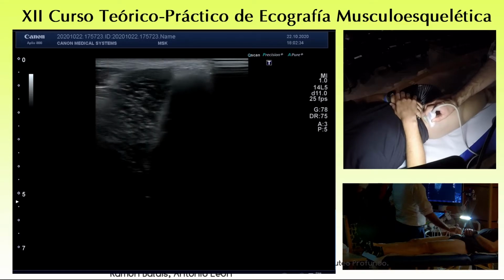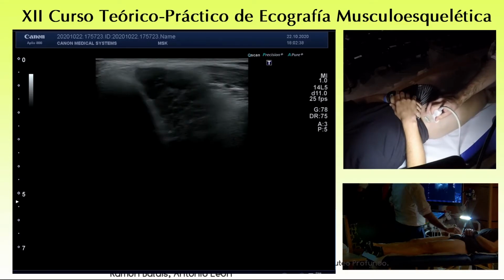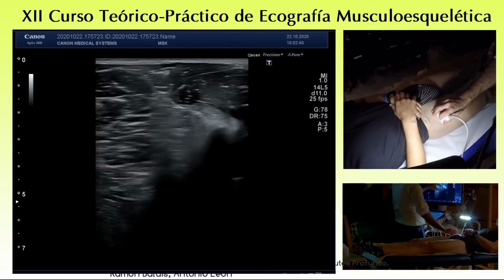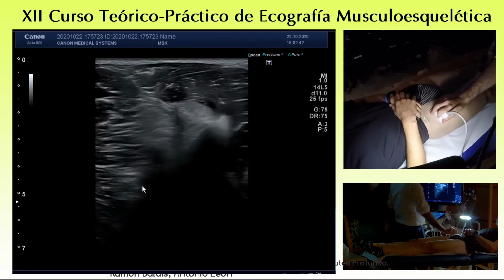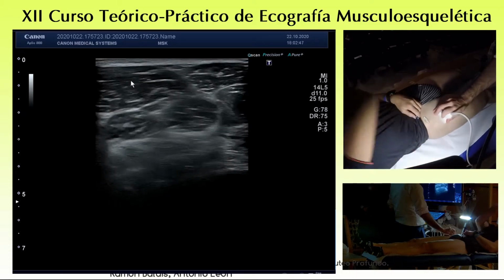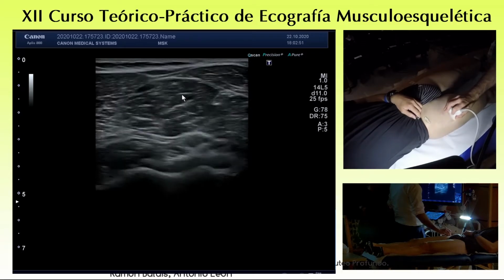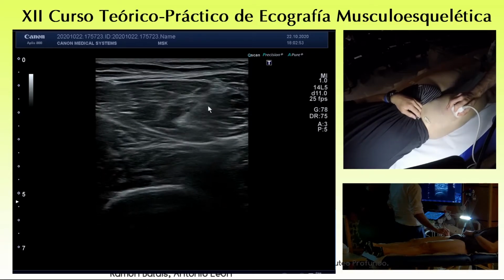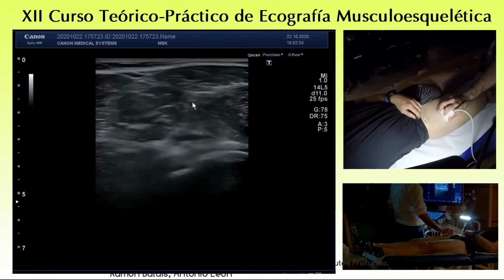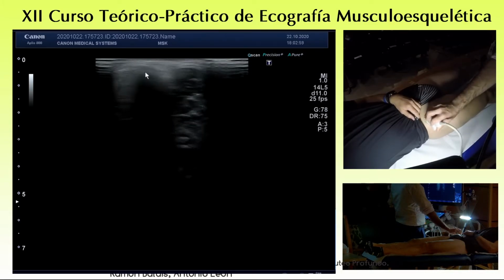immediately we see the two muscles taking origin from here. Okay, one is the sartorius, and the other one is the tensor fasciae latae. Okay, underneath we have the rectus femoris with its aponeurosis. We've seen that before. Okay, so basically this is our starting point.